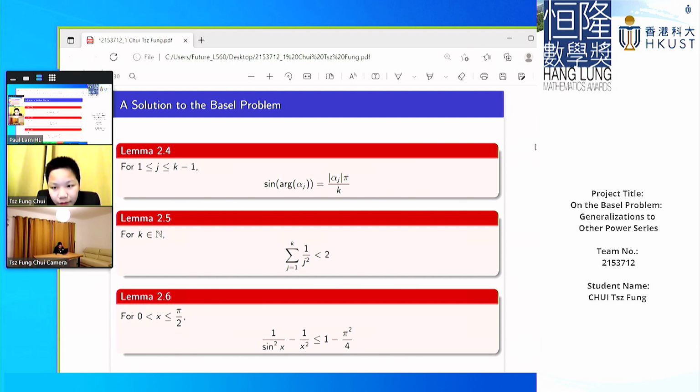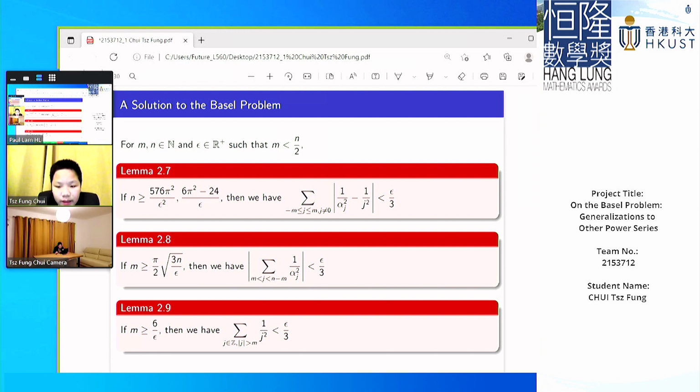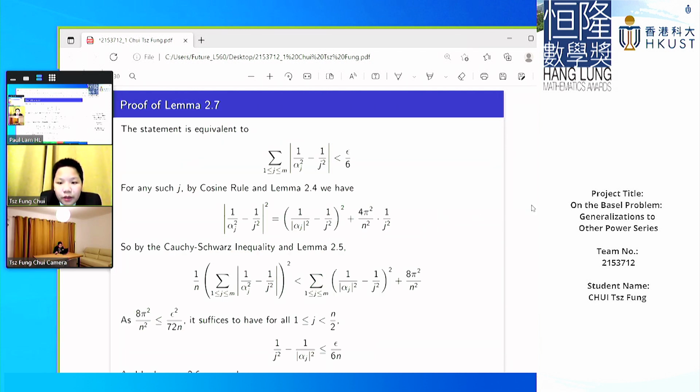Lemma 2.4 relates the sign of the argument of alpha j and the modulus of alpha j. 2.5 establishes a bound on the partial sum of the required series. 2.6 establishes a bound on 1 over sine squared x minus 1 over x squared. Next, we have lemmas 2.7 to 2.9. At first glance, it may seem like the bounds come out of nowhere, but we can actually see that combining all these 3 lemmas can prove that as k tends to infinity, S2 of A_k tends to S2 of A. The proof of lemma 2.7 is the most complicated. It involves 2.4, 2.5, 2.6, the cosine rule, and the Cauchy-Schwarz inequality.